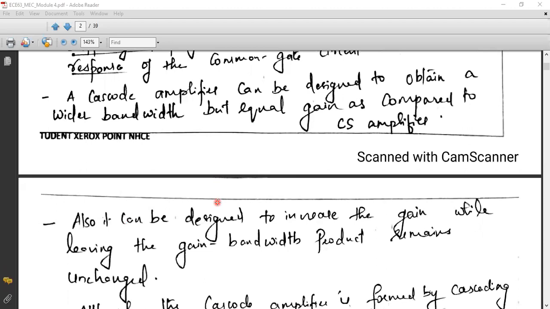So if gain increases, bandwidth decreases, and the product will be constant. How does the product remain constant? Whatever factor of change you experience in the bandwidth, the same factor multiplies the gain. For example, if bandwidth decreases by 1/3, the gain will be 3 times, so the product will remain constant. This is an important property of a cascode amplifier. Please note down: the gain-bandwidth product always remains constant.